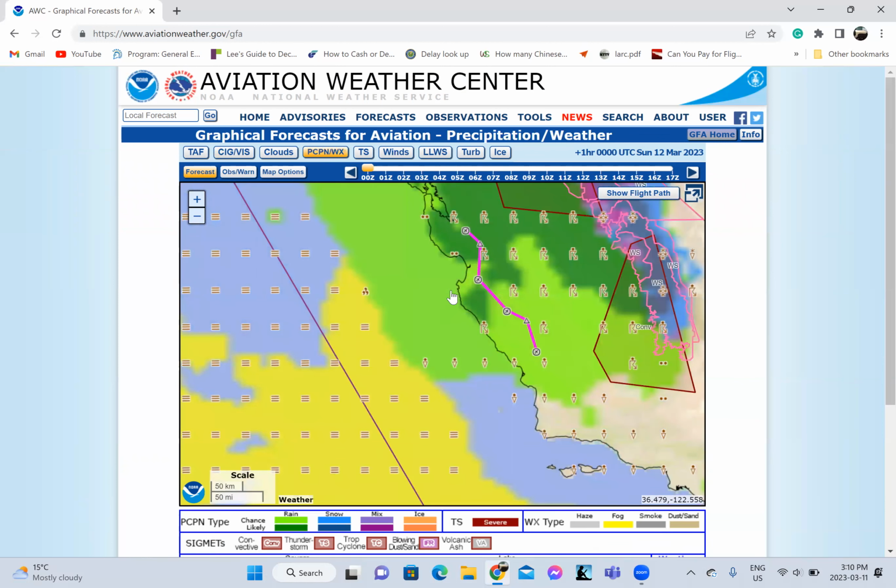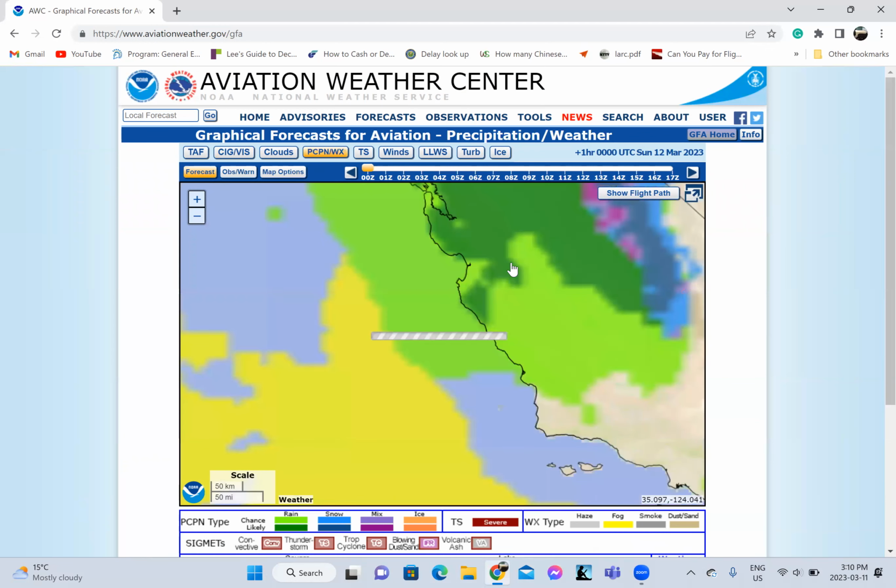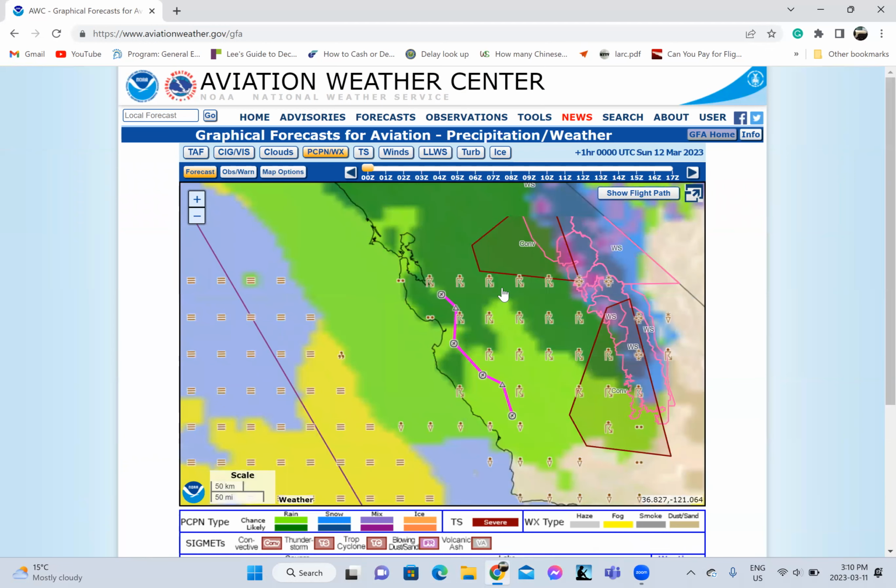Over here is precipitation. We can also look at that. And it's also right now saying there's thunderstorms over here. We got rain, snow, and you can see that one dot means there's a chance of rain, two dots means it's likely.